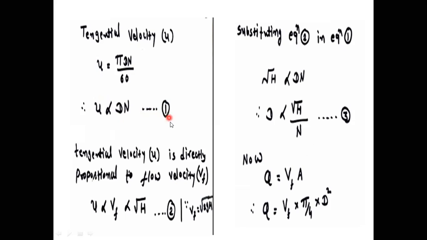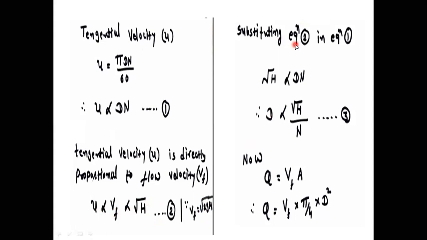Say equation number 1. As we know, the tangential velocity u is directly proportional to flow velocity Vf, the flow velocity of water. We know Vf is equal to square root 2gH. In this equation square root 2g is constant, so we can say Vf is directly proportional to square root H, equation number 2. So u is directly proportional to Vf and directly proportional to square root H.